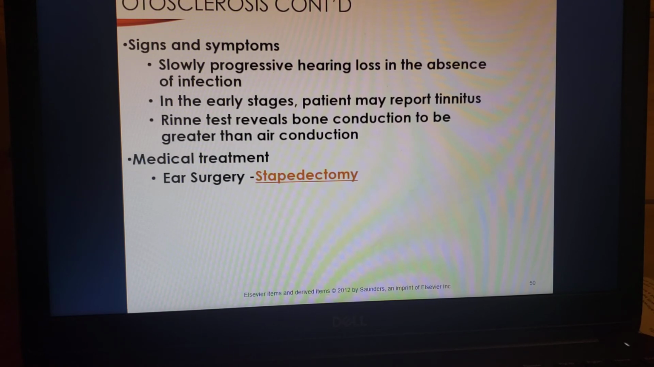Signs and symptoms: a slowly progressive hearing loss. In the absence of infection and in the early stages, patients may report tinnitus. The Rinne test reveals bone conduction is greater than air conduction. The medical treatment is a surgery, and that is a stapedectomy. A stapedectomy removes the stapes bone and replaces it with a prosthetic.